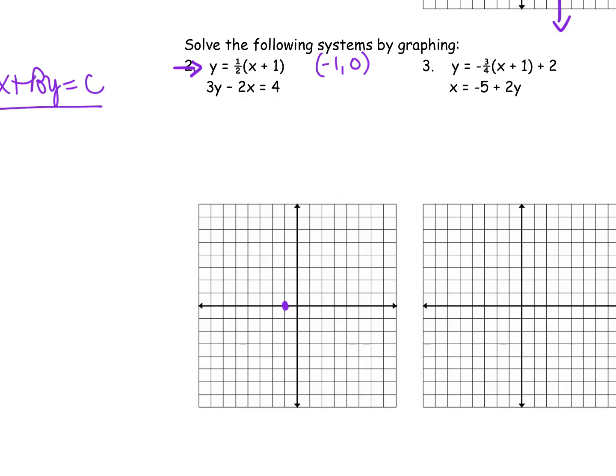Then we have a slope. From that point, what are we going to do with our slope? Up 1 over 2, up 1 over 2, up 1 over 2. We could also go down 1, back 2, down 1, back 2. And then we can draw our line. Oh, that's horrible. Let's try that again. We okay with that?